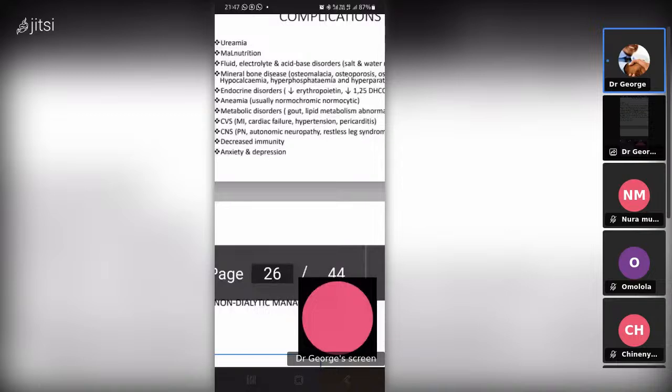MRI of renovascular disease can see renal vein thrombosis. You can do IVU, although it is seldom done because if the patient is already in CKD, the contrast that is going to be required in intravenous urography can worsen the condition. So you have to be very careful with doing it.